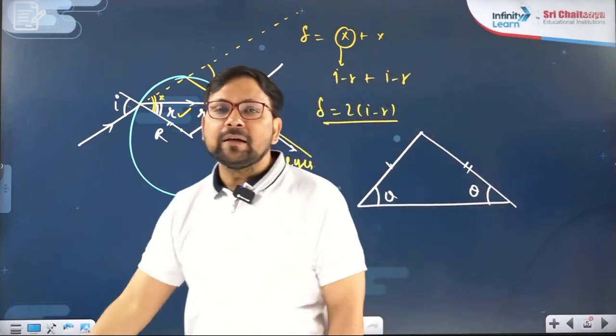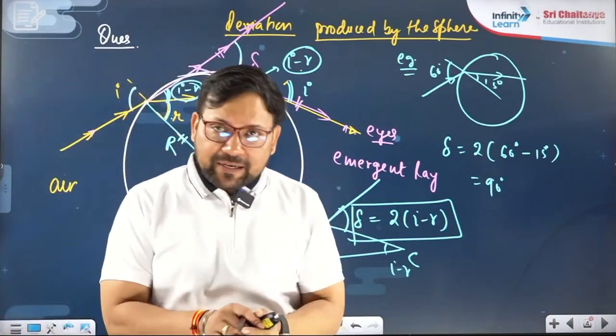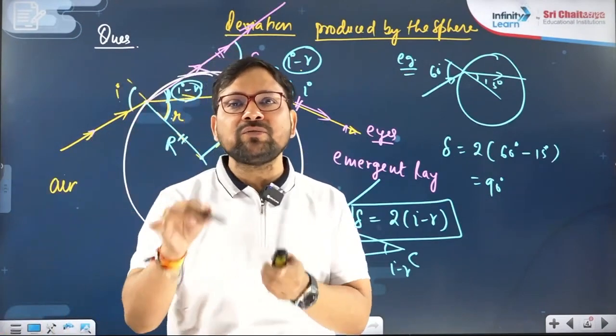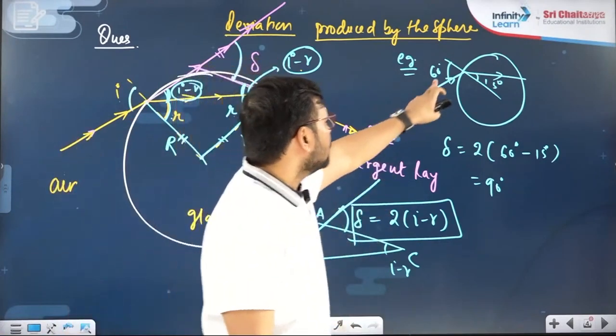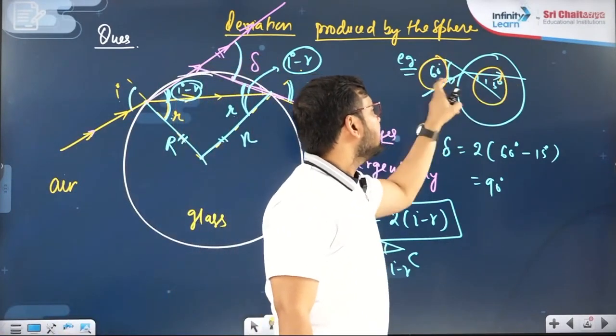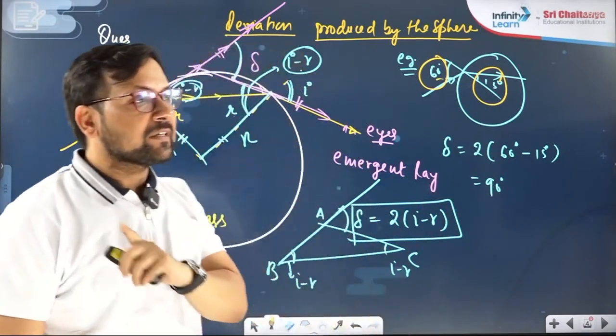That is the point I described here. Understood now? Remember this and make a note of it. Spherical deviation is twice of I minus R. The only things you need are I and R. Their difference, doubled, is called the deviation out of a sphere in refraction.